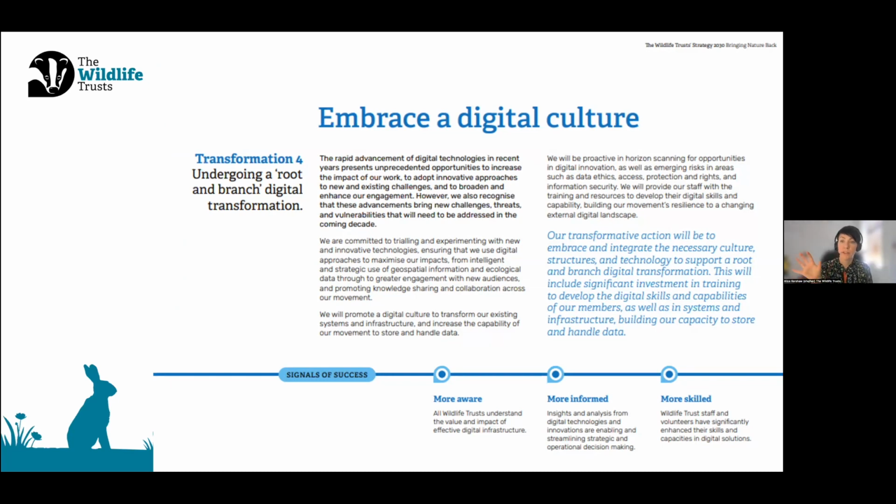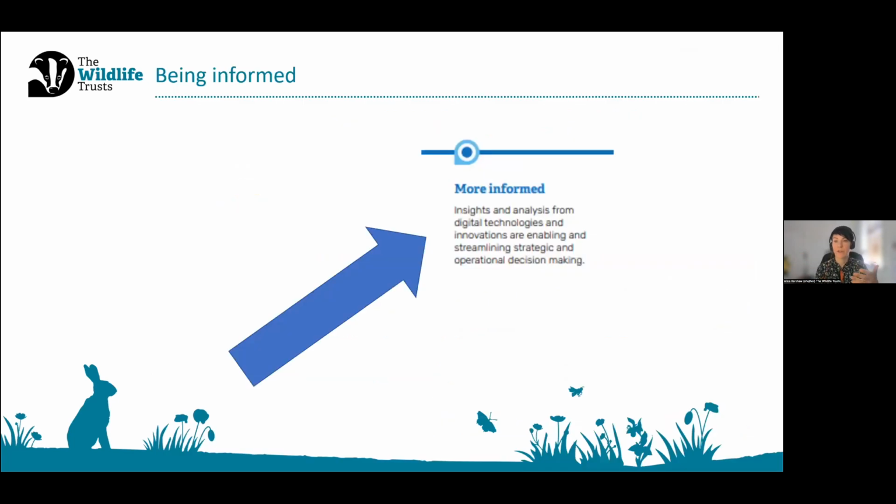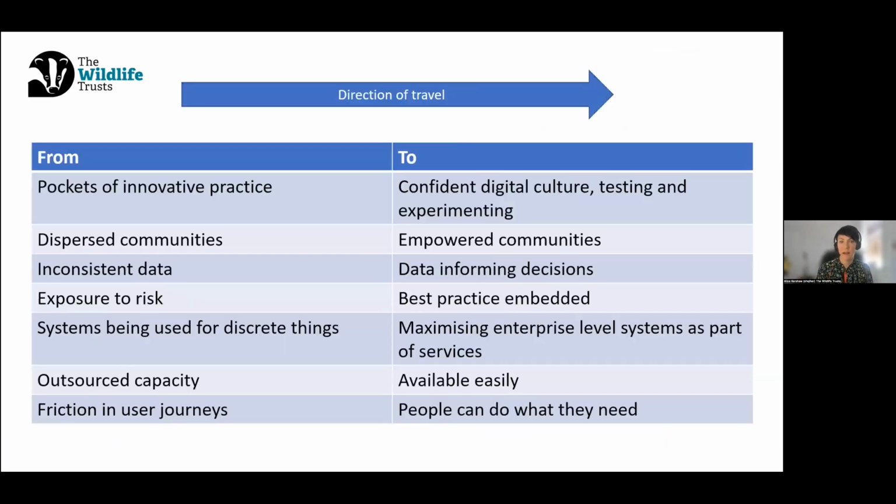We're also wanting to be skilled about it. We need to have the skills in order to learn how to work in a digital world. But critically for today, we also say we want to be more informed. So we've said in our strategy, insights and analysis from digital technologies and innovations are enabling and streamlining strategic and operational decision making. Now that sounds a bit jargony, but what does that mean?